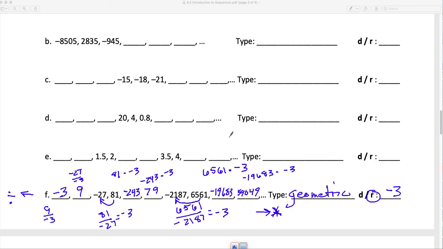All right, so you've got some practice. We're going to get more into arithmetic and geometric sequences in the next few lessons. Then we've got some word problems. And then that wraps up Chapter 6.